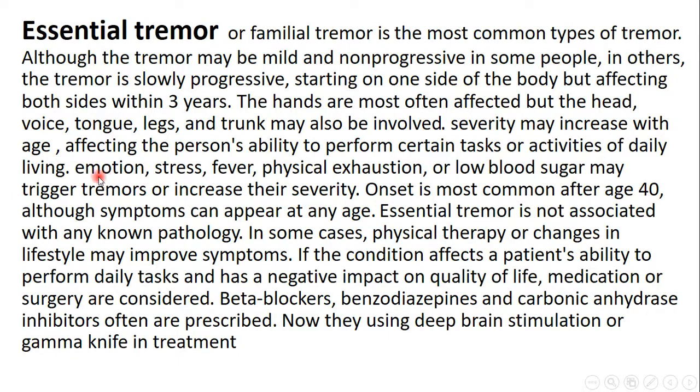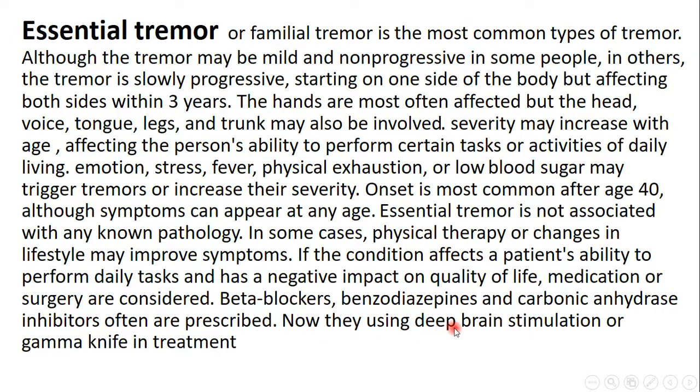Of course, with any type of tremor, emotion, stress, fever, physical exhaustion, or low blood sugar may increase the severity of the tremor. In essential tremor, onset is most common after the age of 40, specifically 50. Although symptoms can appear at any age, essential tremor is not associated with any known pathology. In some cases, physical therapy or change in lifestyle may improve symptoms. If the condition affects the patient's ability to perform a daily task and has a negative impact on quality of life, then we give medications such as beta blockers, benzodiazepines, carbonic anhydrase inhibitors, and others, keeping in mind that beta blockers, especially in the elderly, may lead to memory loss.